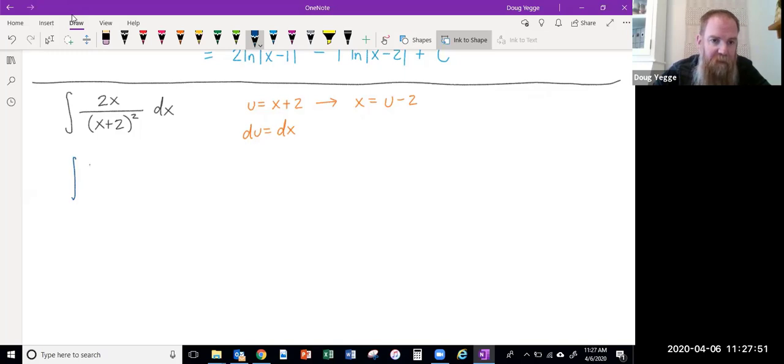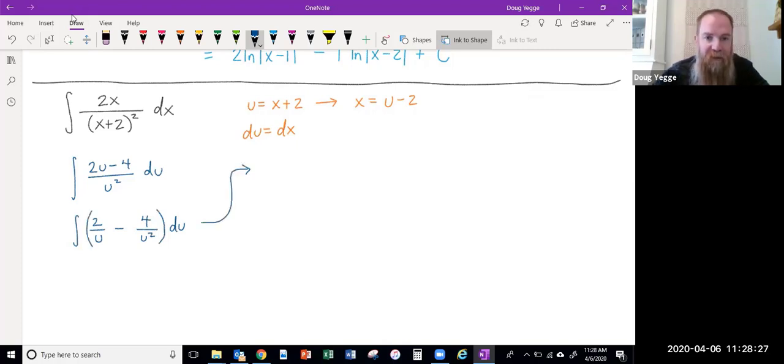Let's just plug in 2 times x, which is u minus 2, so 2u minus 4, over u squared du. And sure enough, if I integrate this, that becomes 2 over u minus 4 over u squared, and you should recognize that both of those are integrable. So we didn't need to do this partial fraction decomposition.